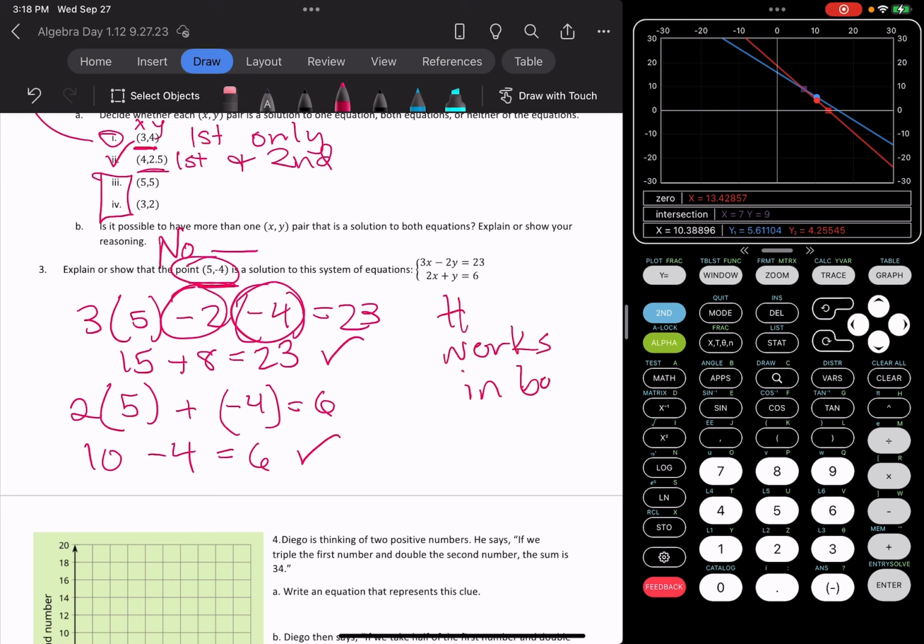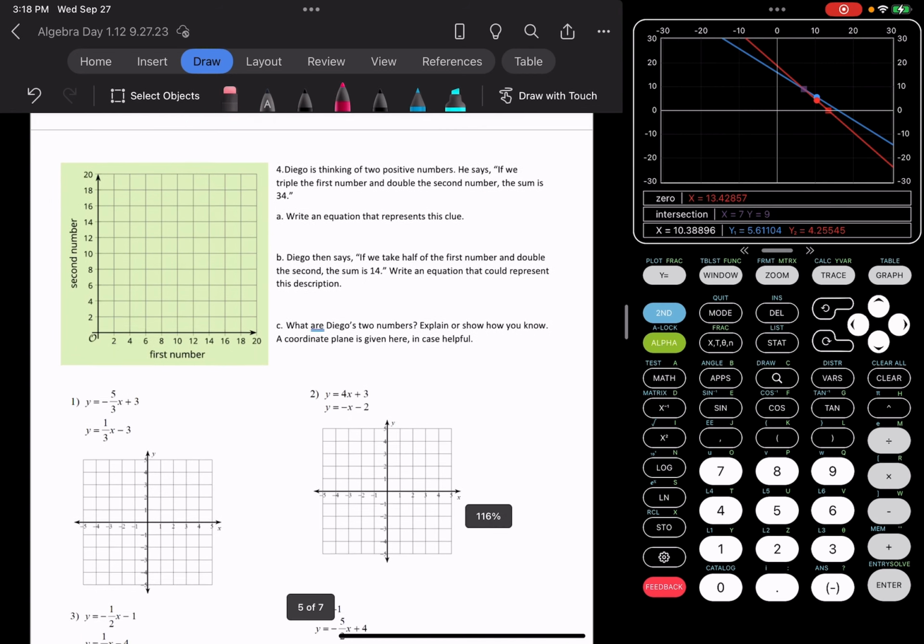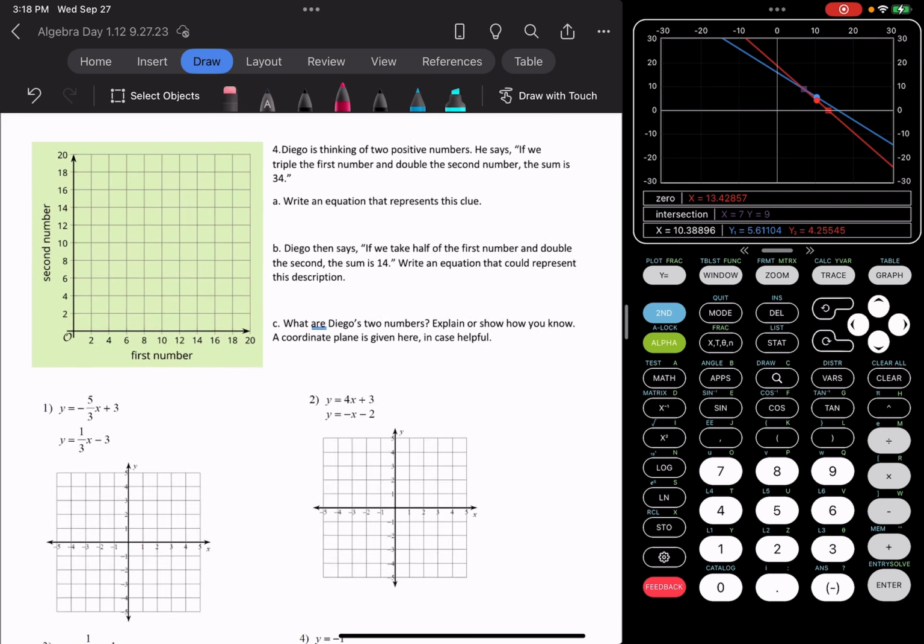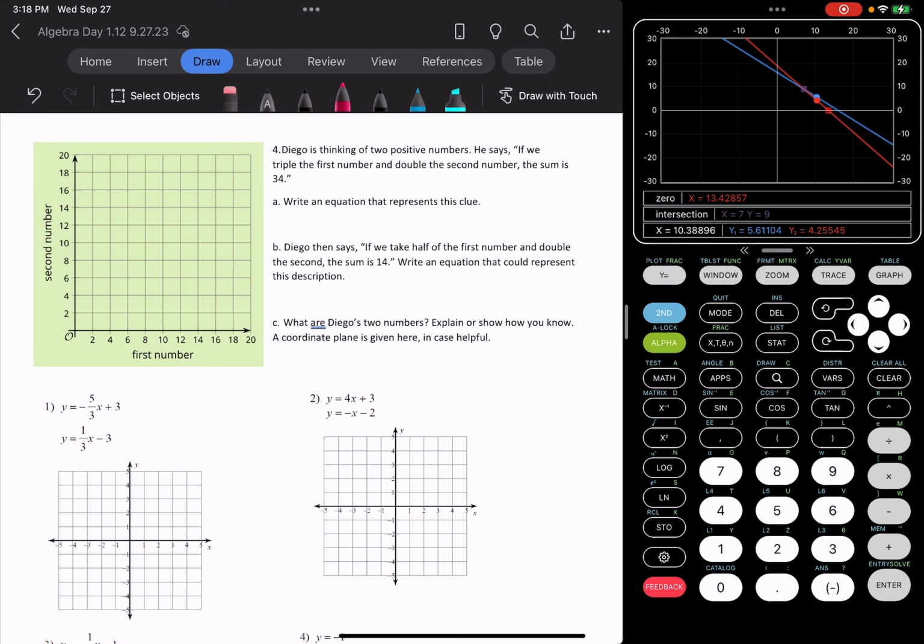in both equations. All right. Number 4, Diego is thinking of two positive numbers. He says if we triple the first number and double the second, the sum is 34. So if we triple the first number, 3x, and we double the second number, the sum is 34.